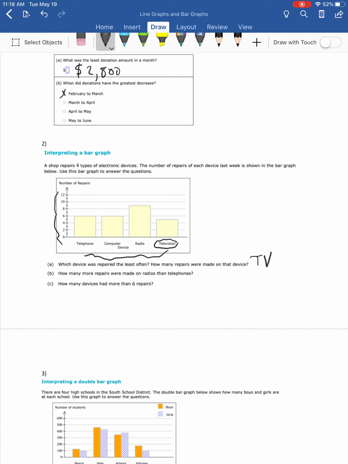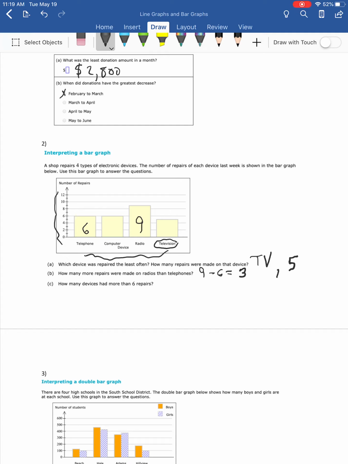Okay. And how many repairs are made? Well, that bar is at 5. How many more repairs are made on radios than telephones? So radios has 9 repairs. Telephones has 6 repairs. So 9 minus 6, 3.